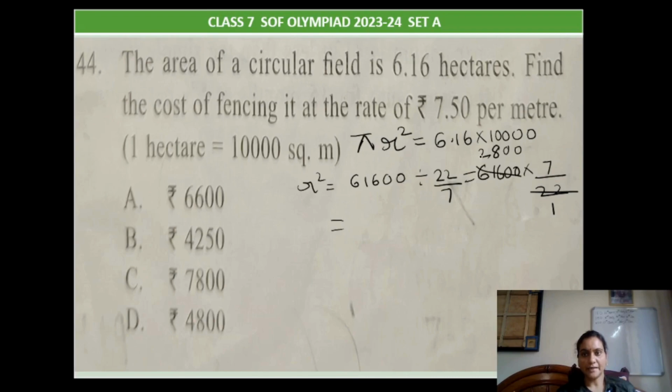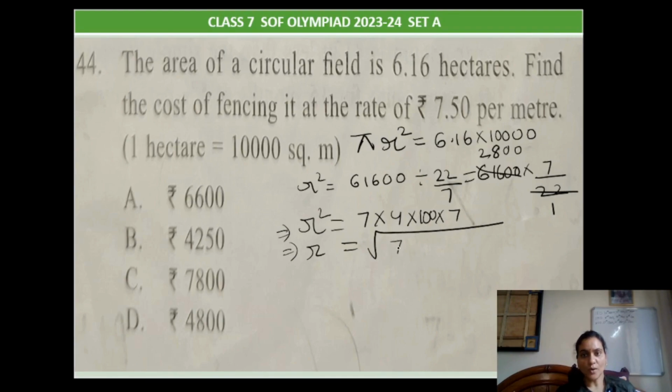Instead of multiplying, I can do one thing. What is actually 28? It is actually 7 into 4 into 100 into 7, right? I'm making it easier for you to find the radius, because right now we have r square. We need to find out the radius. So radius will be the square root of this entire thing.